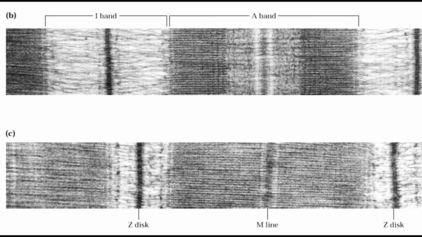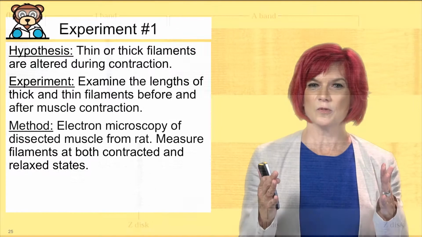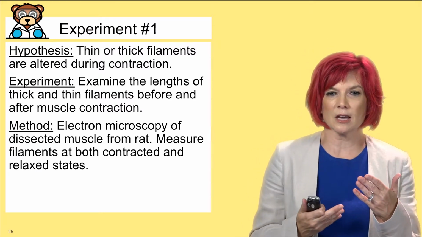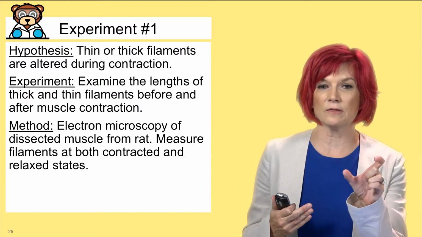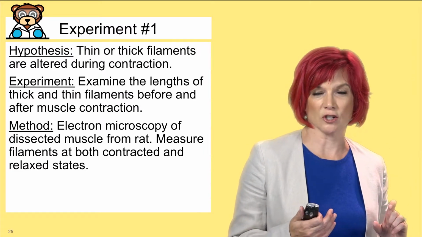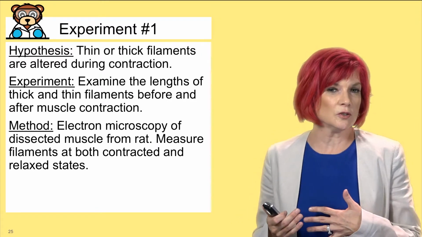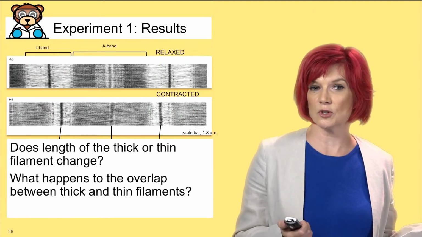So scientists at the time observed these thick and thin filaments, and they knew that skeletal muscle shortened as it contracted, and so that led to the hypothesis that the thick or thin filaments themselves were altered in length during contraction, which led to the shortening of skeletal muscle. They wanted to test that hypothesis, and to do that, they conducted experiments where they examined the length of the thick and the thin filaments before and after contraction, so in a relaxed state and in a contracted state. The tool that they used to do that was electron microscopy, which we've seen so far.